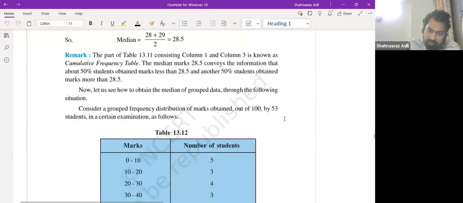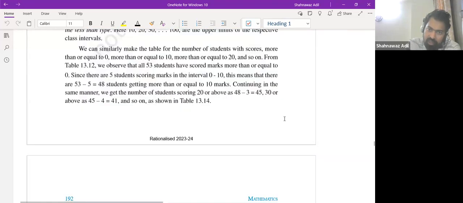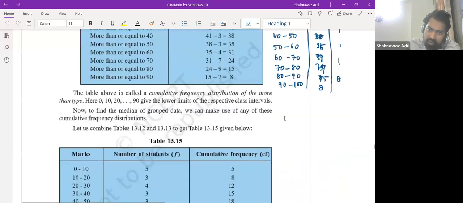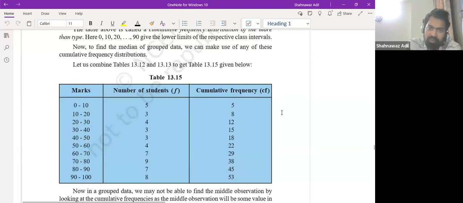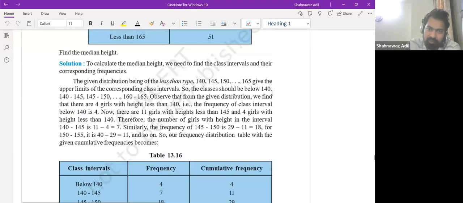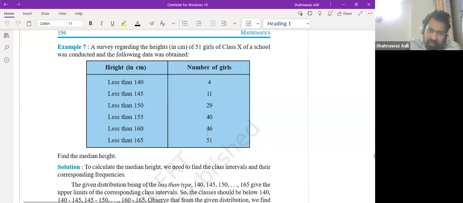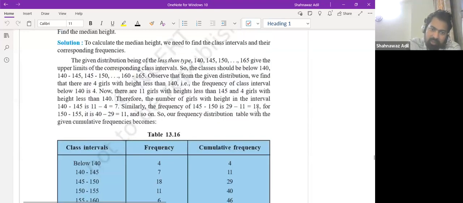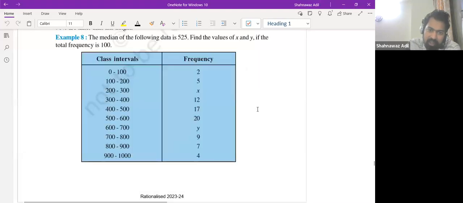Okay, and also for the more than 10 type questions, we find the frequency by subtracting the cumulative frequencies. So if you are getting the more than type or the less than type, you always have to subtract the subsequent cumulative frequency. In the less than type, all these are cumulative frequencies, and when we want to calculate the frequencies, we have to subtract these ones. Similarly for the more than type also, we have to subtract all these ones.